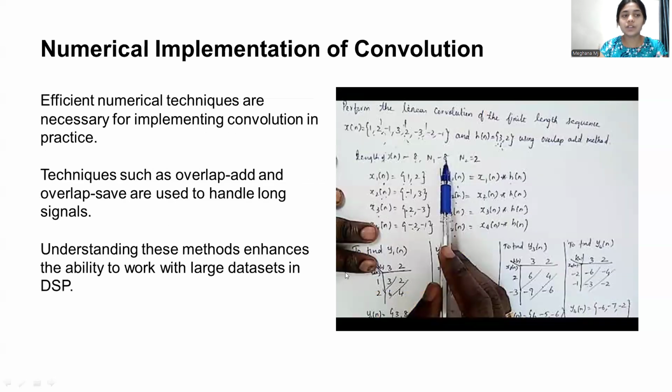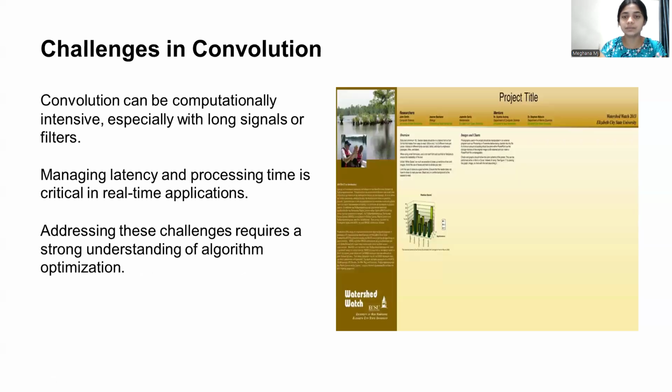Numerical implementation of convolution. Efficient numerical techniques are necessary for implementing convolution in practice. Techniques such as overlap-add and overlap-save are used to handle long signals. Understanding these methods enhances the ability to work with large datasets in DSP. Challenges in convolution: convolution can be computationally intensive, especially with long signals or filters. Managing latency and processing time is critical in real-time applications. Addressing these challenges requires a strong understanding of algorithm optimization.